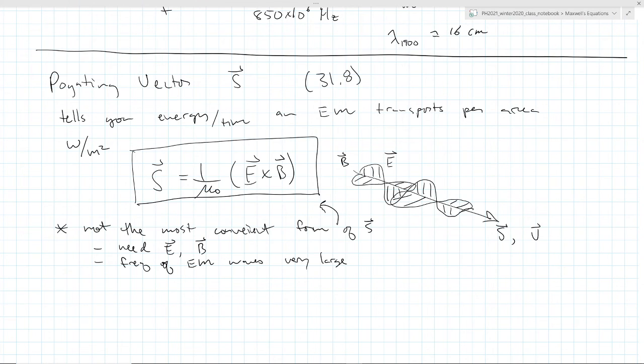But practically speaking, you can't measure this instantaneously because the frequency of an electromagnetic wave is too large. So really, it's better to talk a lot of times about an average. So we can recast this in terms of an average, and it will look like this.